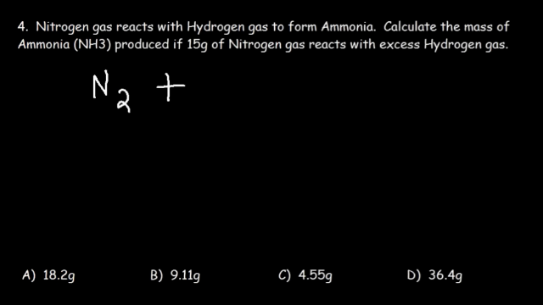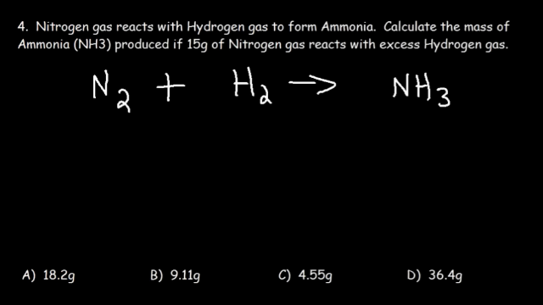And hydrogen gas is also diatomic. So make sure you know your diatomic elements: N2, H2, O2, F2, Cl2, Br2, I2. All of those elements are diatomic. And then it produces ammonia, which is NH3. Go ahead and take a minute to balance this chemical equation.